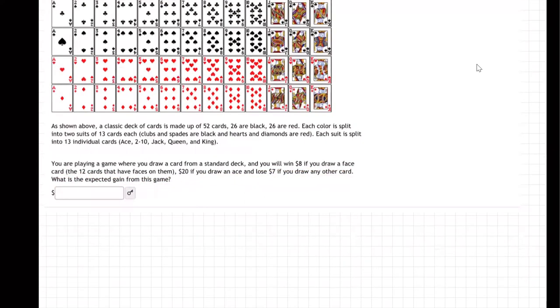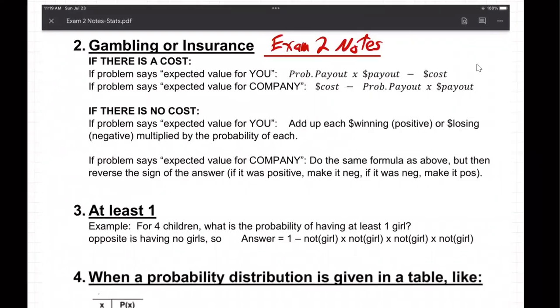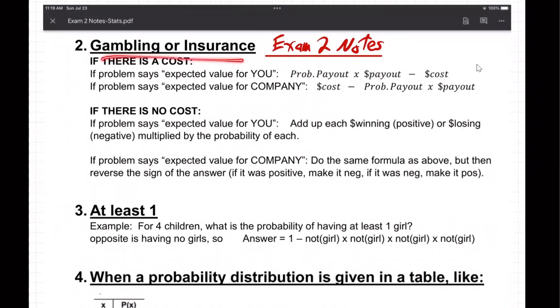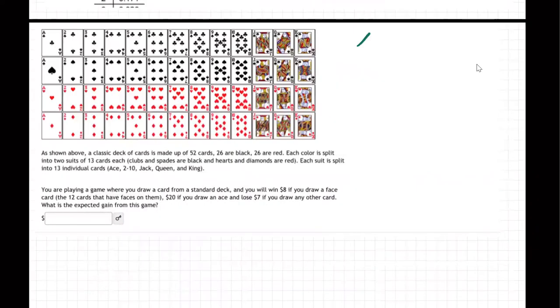Okay, well, we're going to go to the notes. So right here, the exam 2 notes, and it's clearly gambling or insurance. Now, is there a cost or no cost? Well, there's no cost to this game. They never say it's $5 to play this game or something like that. You might say, well, right here it says you lose $7. Well, yeah, but that's what'll happen if you draw any other card, but it's not what you pay to play the game. That's different.